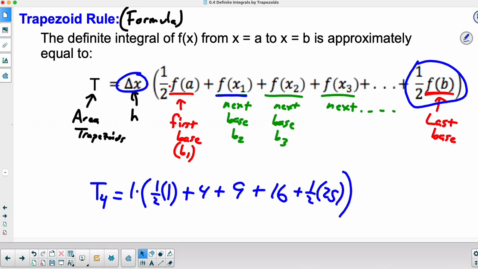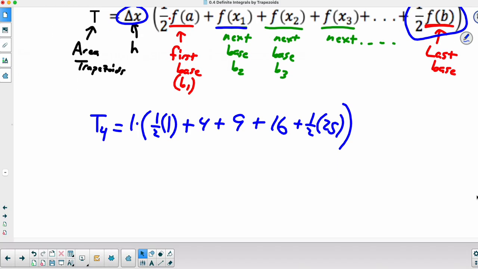Again, this is a faster way than doing 4 different rectangles one by one. It puts them together. So I have 1 times, in parentheses, a half. 4 plus 9 plus 16, that's going to be 29. So I have 29 of those. Half of 25 is 12.5.